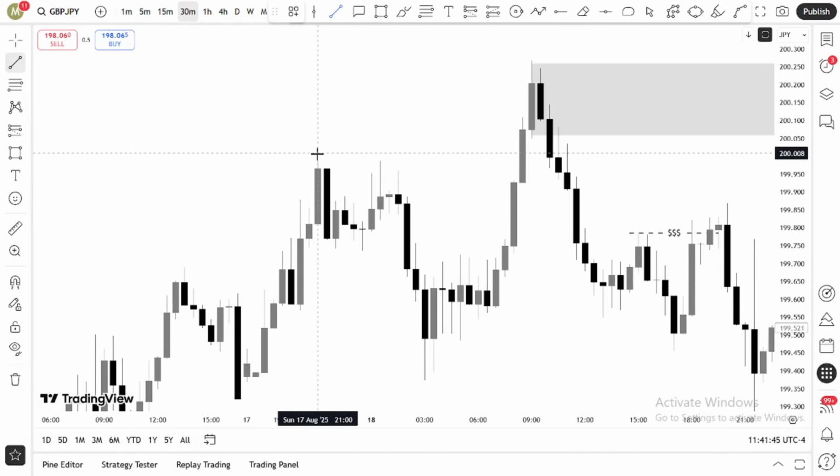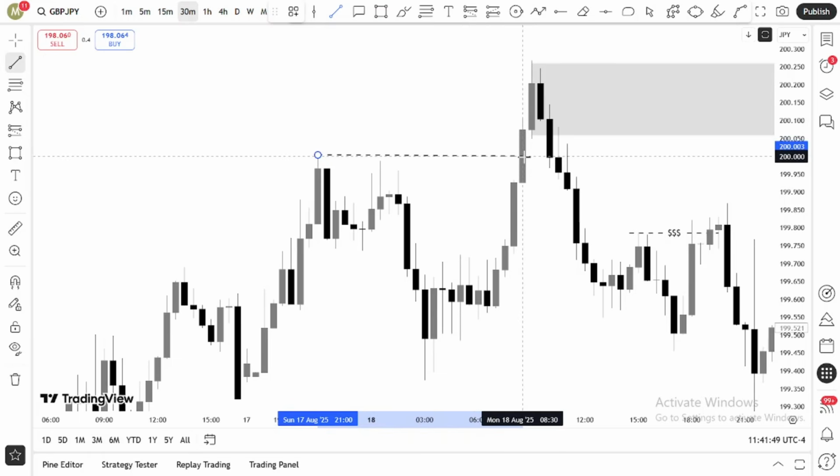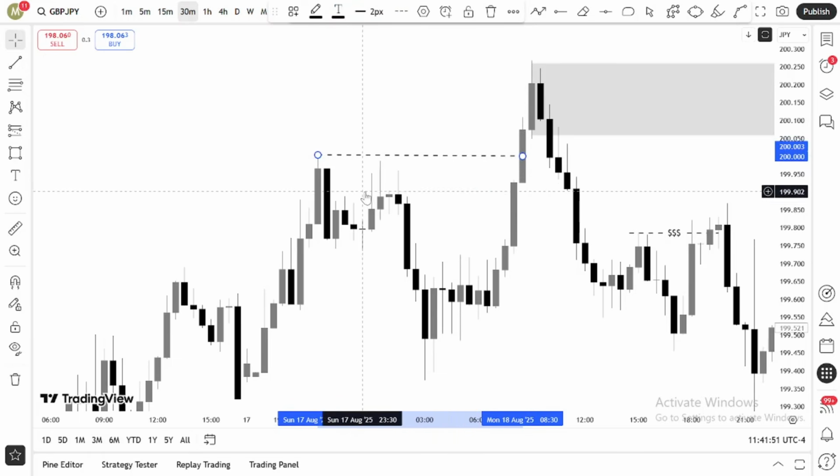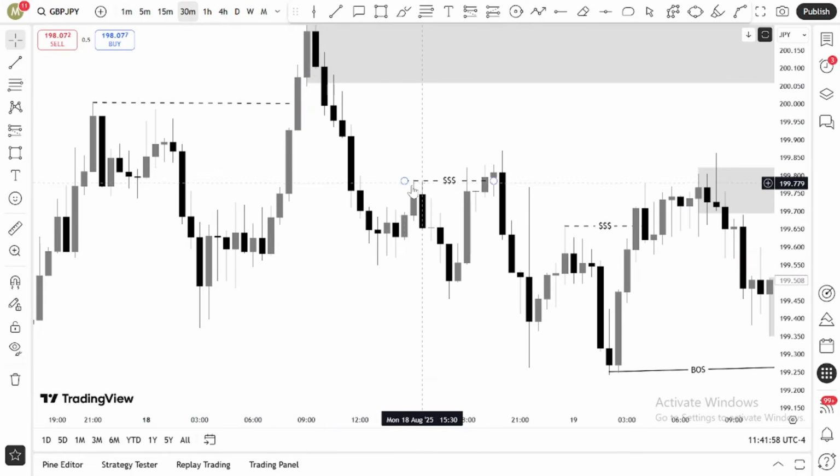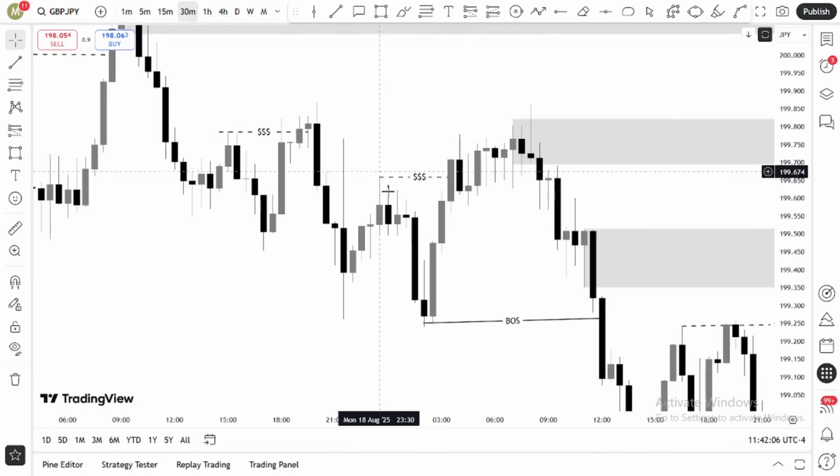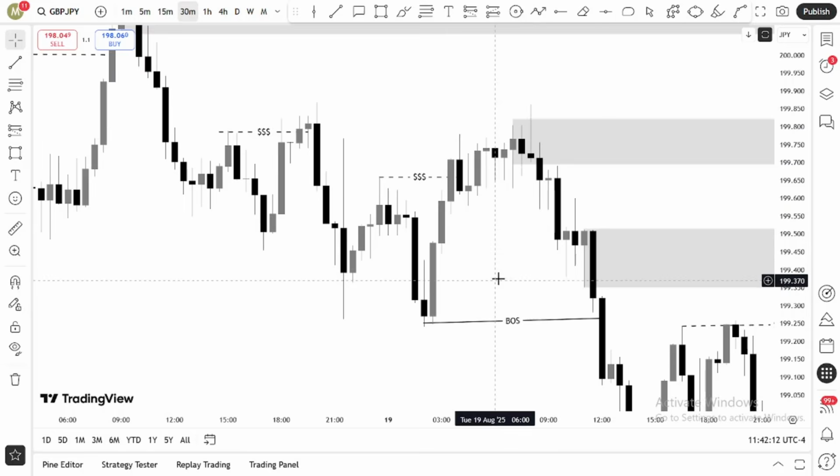Look at here, we have this equal high here. We also have this equal high here. Immediately price came up and swept this liquidity, it started dropping to the downside. You can see another one here. This was liquidity, price pushed up, swept this liquidity, dropped, came back here, engineered liquidity here, came back and swept the liquidity, tapped into this one and dropped, right?